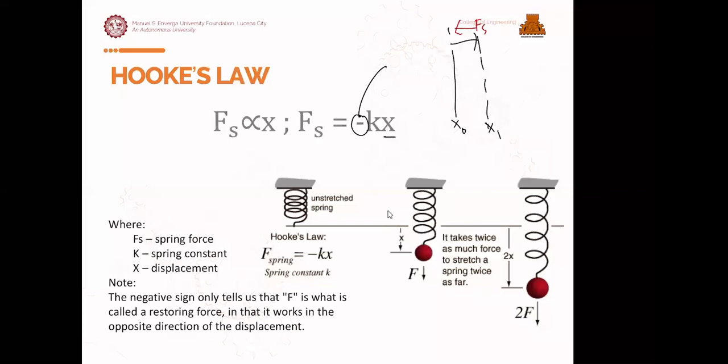So basically, the reason it has a negative sign is that it is opposite to the displacement itself. If our x is positive, then our Fs will be a negative value. If our x is negative, since we have a negative sign present, negative times negative, our Fs will be positive. Okay? So that's all.